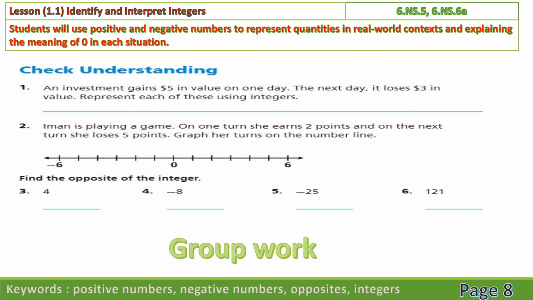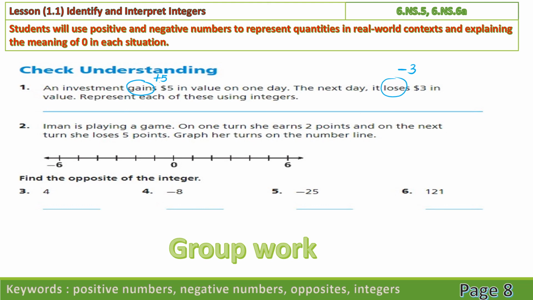An investment gains. Gains means what? Plus. $5 in the value of one day. The next day it lost. Loss means minus. How many? $3 in the value. Represent each of these integers, right? So +5 and here -3.